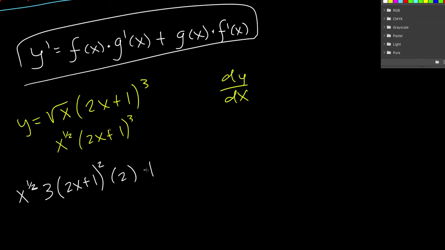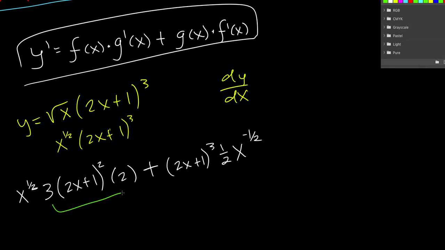Do a plus sign. Now I'm going to just write the original of the second one, and then I'm going to multiply by the derivative of the first one. So I bring down the 1/2, and then x to the negative 1/2. Okay, so without simplification, that's our answer.